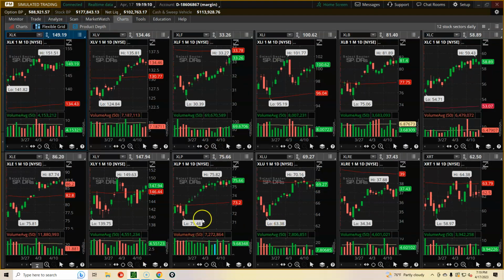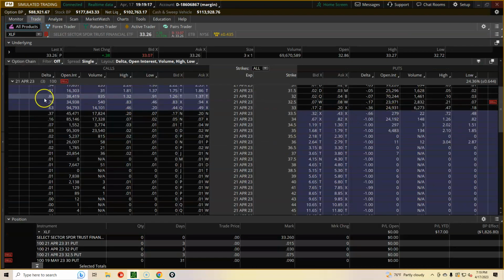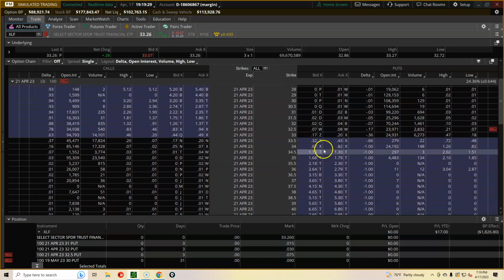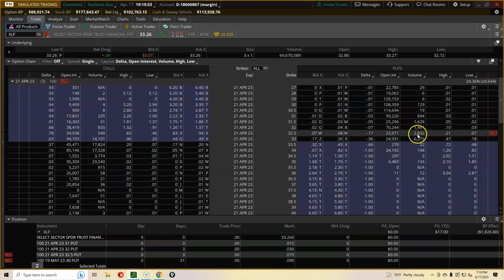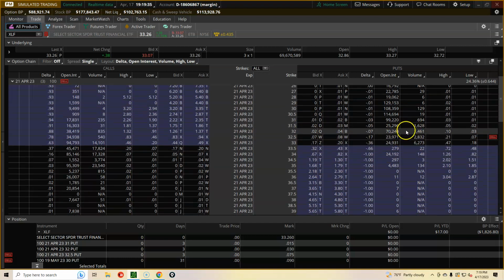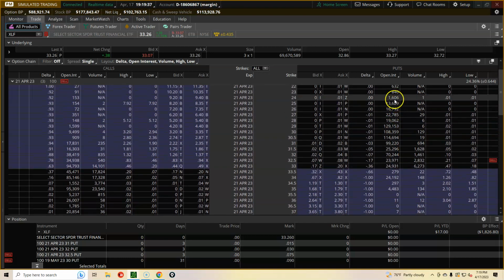Any sector ETFs you want to test something out on? Let's do this real quick. All right, we got 3 days left to expiration, right here at the money. Look at the open interest and the volume. This is pretty liquid, right? There's a lot of these contracts trading. And as we go further away from the money, we still have a lot of contracts trading. Look at all these contracts trading.